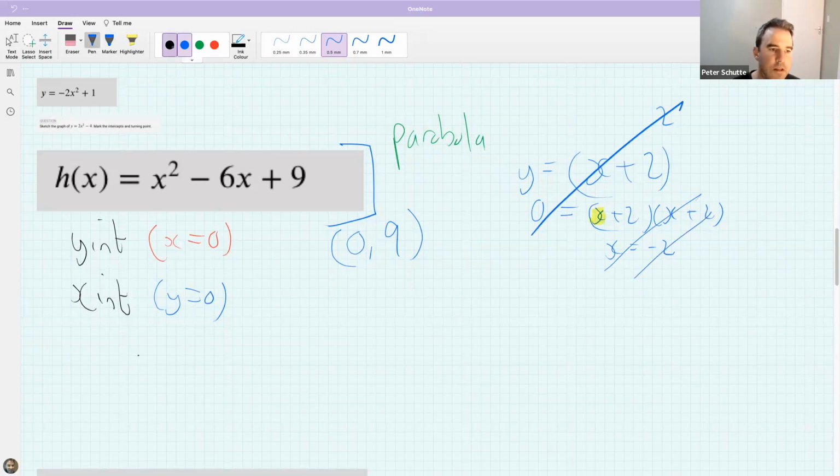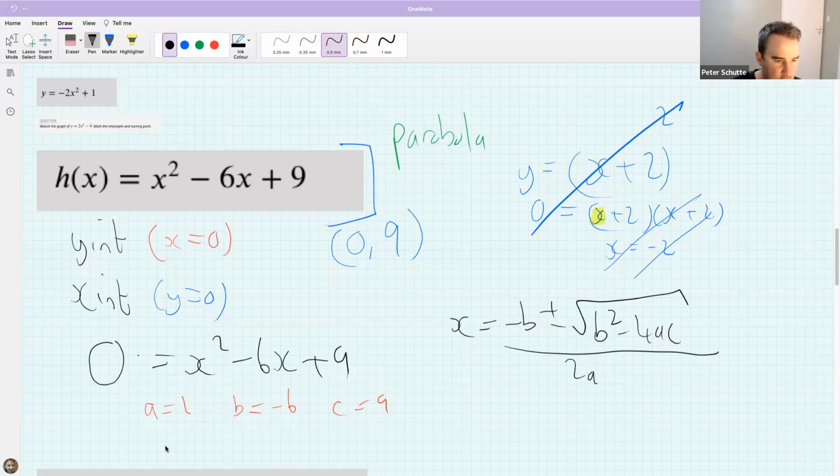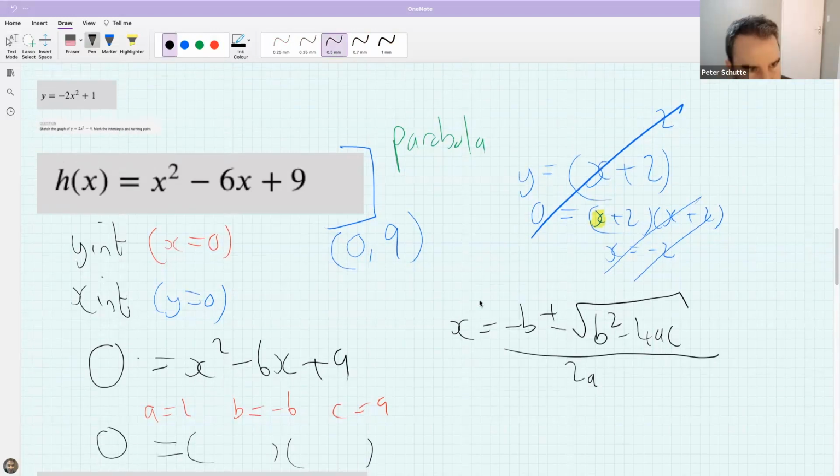Now, for this one, I'm going to have to do this. And some of you may want to use what's called the quadratic formula. Because this is a trinomial or quadratic equation, some of you may want to use this formula where A is 1 and B is -6 and C is 9. Or some of you may see that you can factorize it into 2 brackets and see the answer straight away. I don't mind which way you do it, as long as you get me some x-intercepts for this parabola.